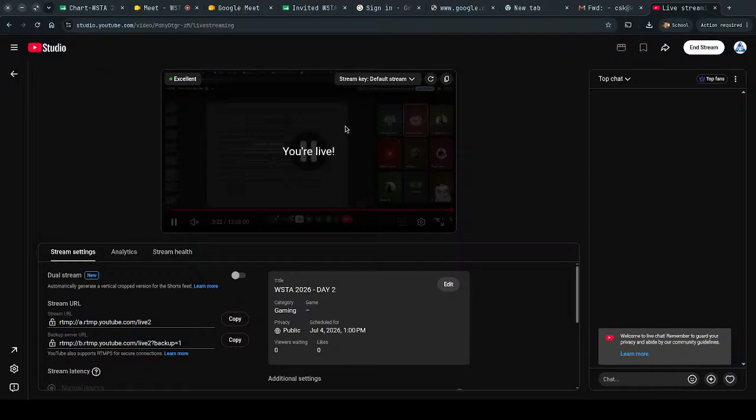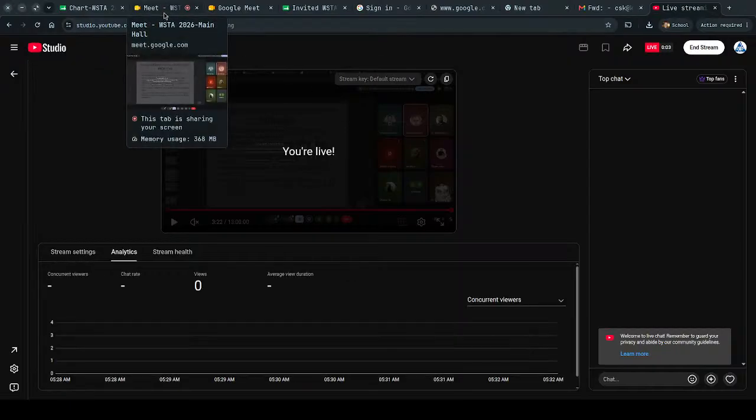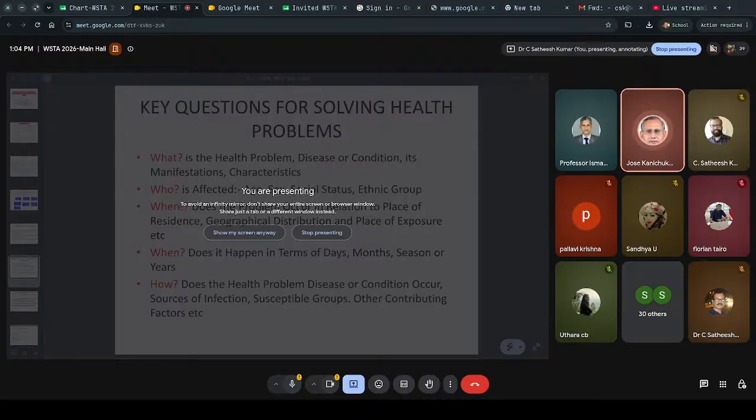When does it happen in terms of days, months, or is there any association with the months, with the season? So flood season or summer season, in winter, or any such association? Then how does the health problem, disease or condition occur? Sources of infection, susceptible groups, which are the susceptible groups? All these things we have to consider. Then other contributing factors, etc. So these are the primary things we have to answer before going to a modeling problem.